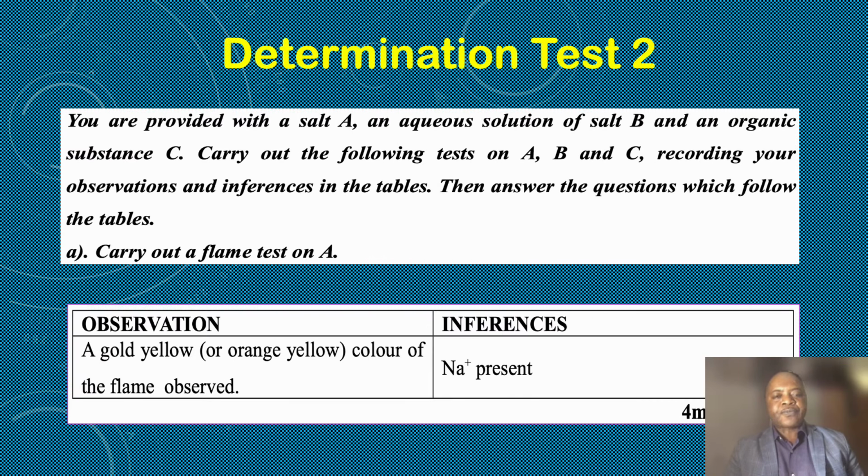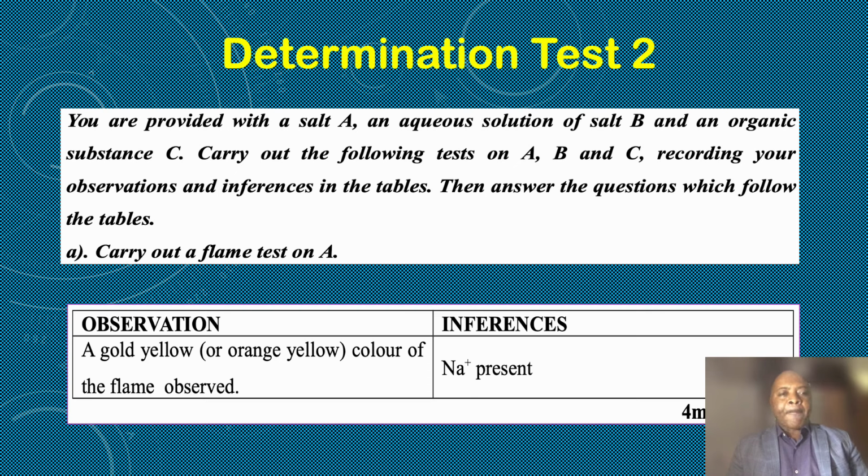Test 2. Under determination test 2, you are provided with a salt A, an aqueous solution of salt B, and an organic compound or organic substance C. Carry out the following tests on A, B, and C, recording your observations and inferences in the tables. Then answer the questions which follow the table.